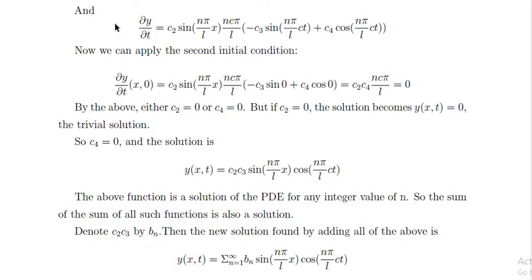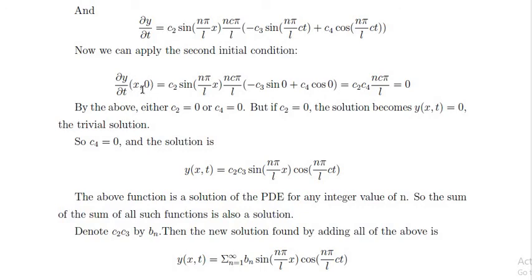Now we have to apply the initial conditions. For that, we need the derivative. So we can calculate dou y by dou t is equal to c2 sin n pi by L x into n c pi by L into minus c3 sin n pi by L ct plus c4 cos n pi by L ct. Now we can apply initial conditions one by one. So apply the initial condition dou y by dou t at x comma 0 equal to 0. That is, you substitute t equal to 0 in the above equation.